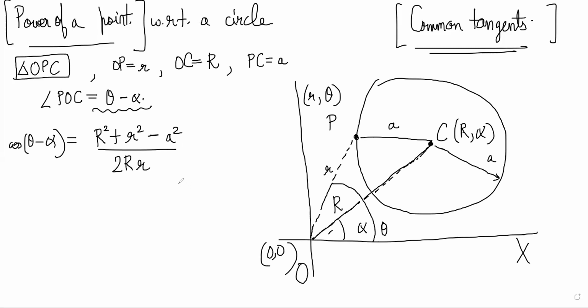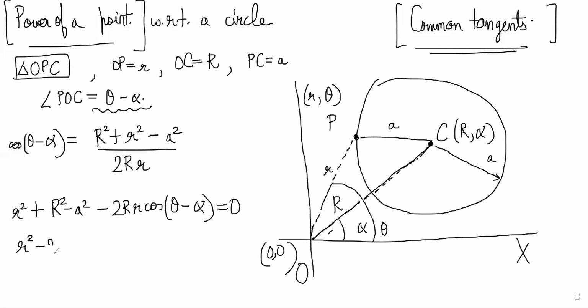Now we'll simplify this equation a little bit, and we'll say r square plus capital R square minus a square minus 2 r R cos of theta minus alpha is equal to 0. So we'll say r square minus 2 capital R cos of theta minus alpha into r, plus capital R square minus a square, is equal to 0.